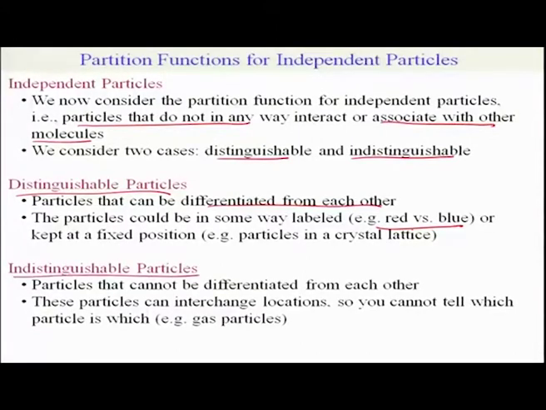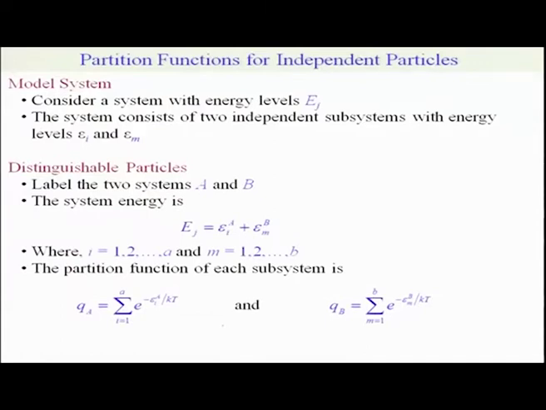But in practice, molecular systems are mostly indistinguishable particles if the particles are of the same type, and that is what we consider. The particles that cannot be differentiated from each other are called indistinguishable particles. These particles can interchange locations, so you cannot tell which particle is which. That is typically the gas particles, they move around and hence they can interchange positions.